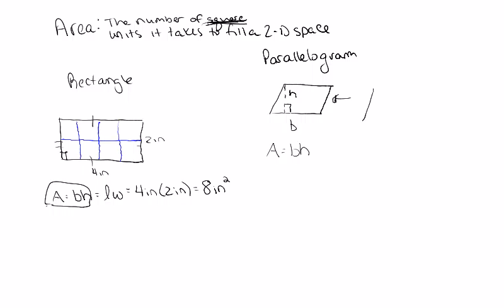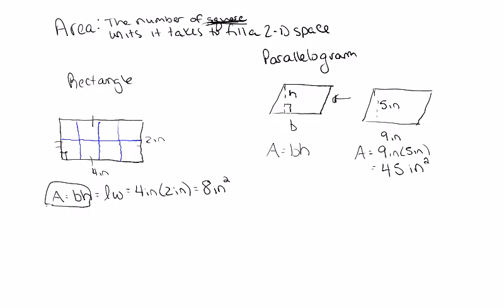So let's say we have a parallelogram. Let's call this 9 inches. Let's call this 5 inches. If I want the area, it's as straightforward as the rectangle. We take the 9 inches, multiply by the 5 inches, and we get our area of 45. Keep in mind we're talking about square units, so it's inches squared.